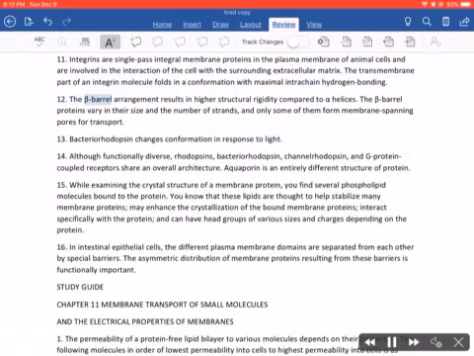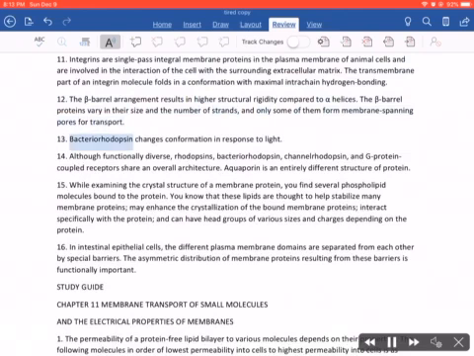12. The β-barrel arrangement results in higher structural rigidity compared to α-helices. The β-barrel proteins vary in their size and the number of strands, and only some of them form membrane-spanning pores for transport.